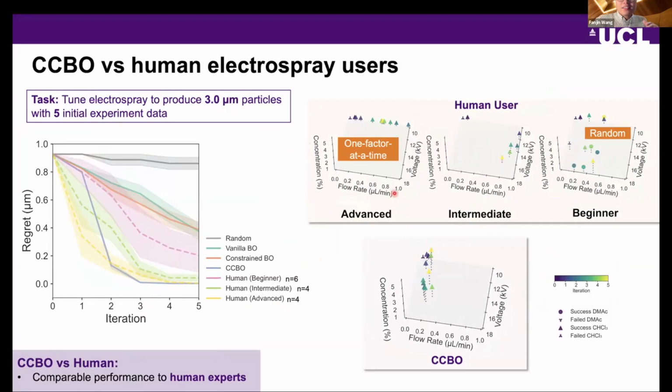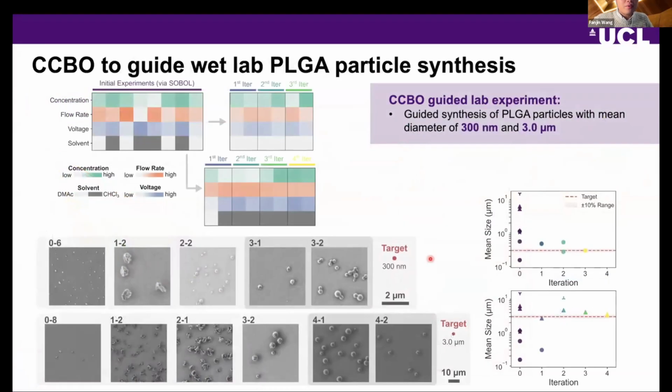And what is more exciting is that if we actually look into how human users optimize the electrospray, you see the following pattern called one factor at a time. This actually resonates really well with what Morten previously mentioned about the quote that Douglas said: don't let a domain expert alone design the experiment. This is what will happen. And you see CCBO offers us a quite wide range of choices in terms of experiment parameters.